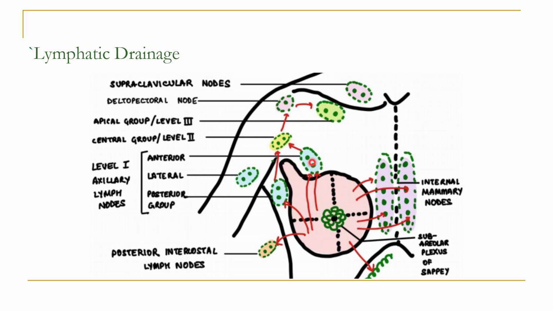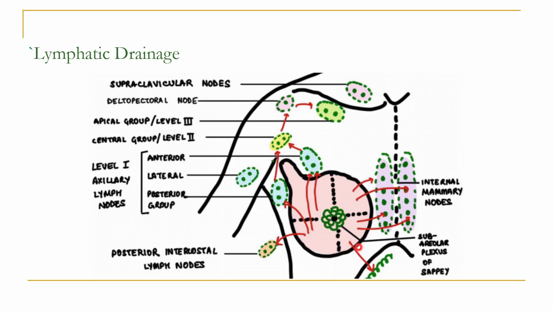So this is the anterior. Here you can see the posterior. Then you can see the lateral. This is the central group, and this is the apical group. Now from the medial quadrant, it mainly drains into the internal mammary nodes. And from the lower part, it drains into the posterior intercostal nodes.